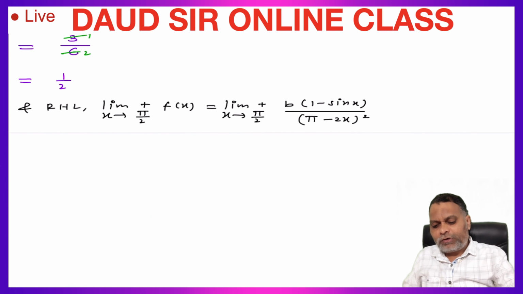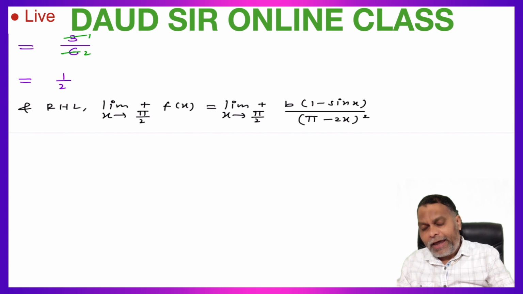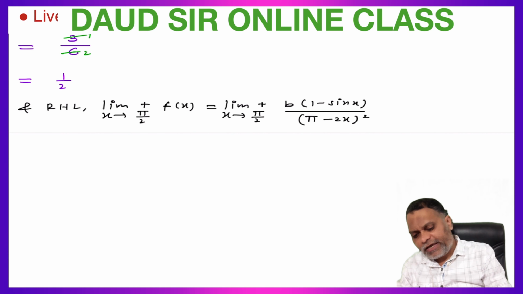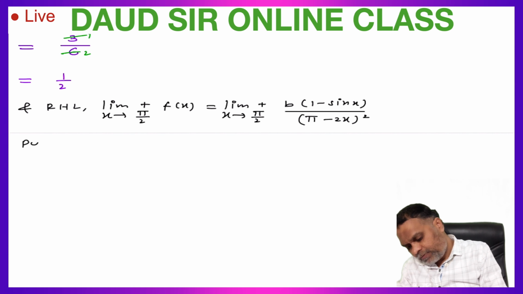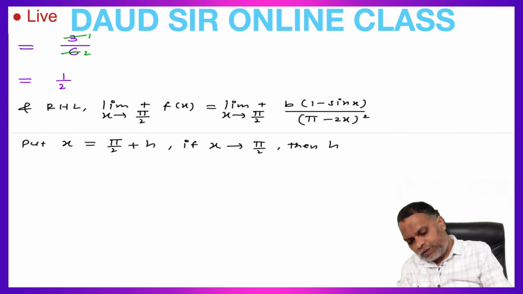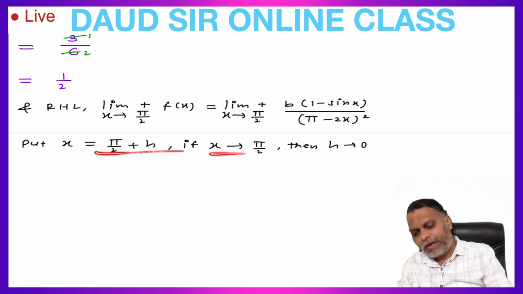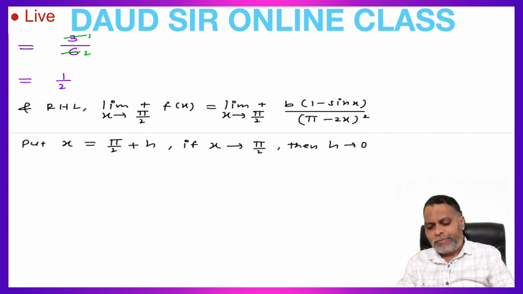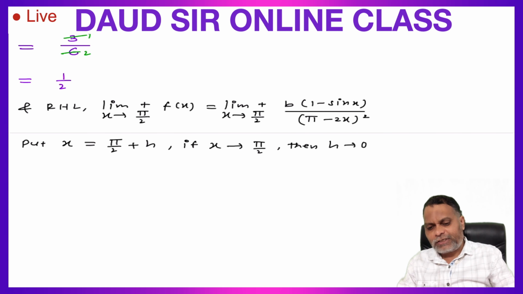Now substitute x is equal to a plus h. Here a is equal to pi by 2, so put x is equal to pi by 2 plus h. If x tends to pi by 2, then h tends to 0. How? Substitute this pi by 2 plus h: pi by 2 plus h tends to pi by 2, pi by 2 and pi by 2 cancel, that is h tends to 0.